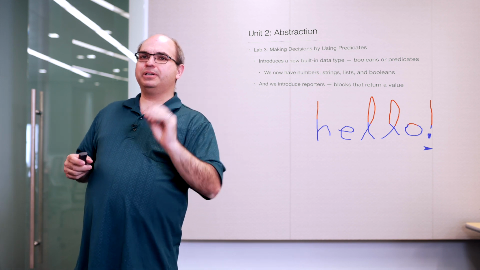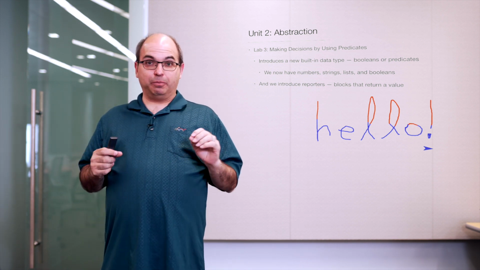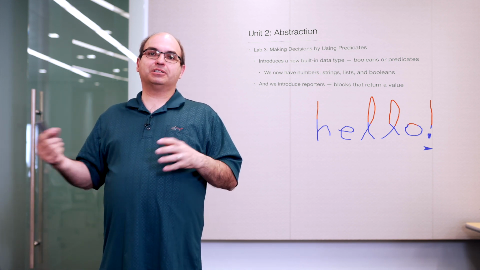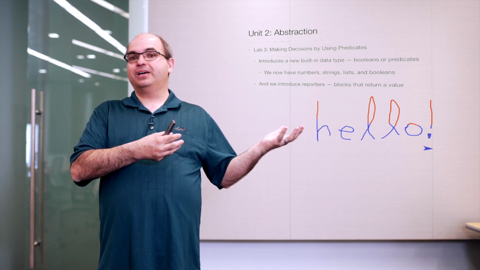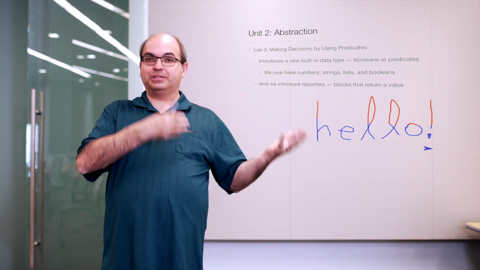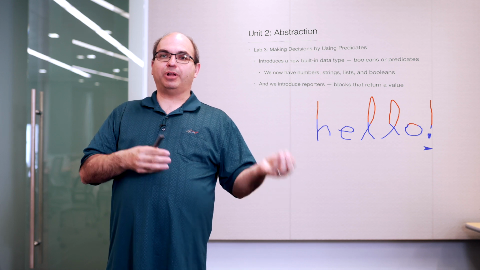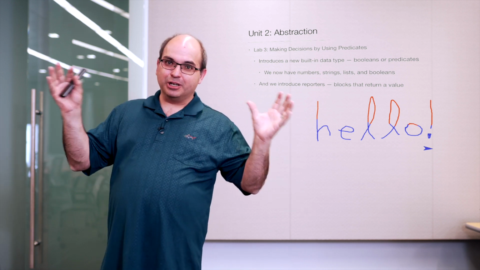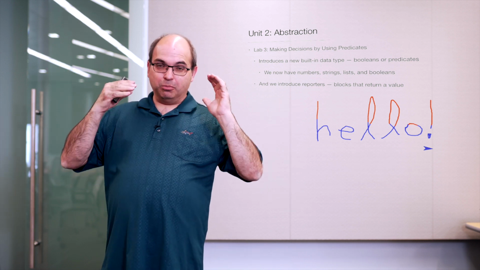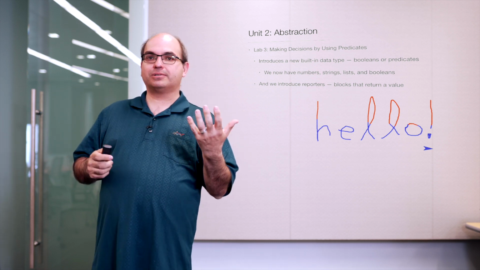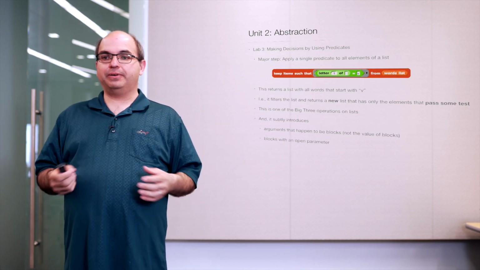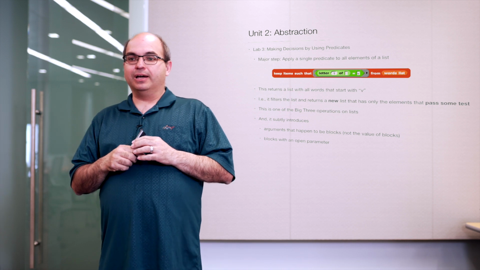Something else that's kind of introduced here is a type of block called a reporter block. And what it does is it returns a value. Now, when the value that it returns is a Boolean, then we call reporter blocks predicates. That's just a convention. A predicate is a block that returns either true or false. Okay? So that's what we have here. That's lab 3.